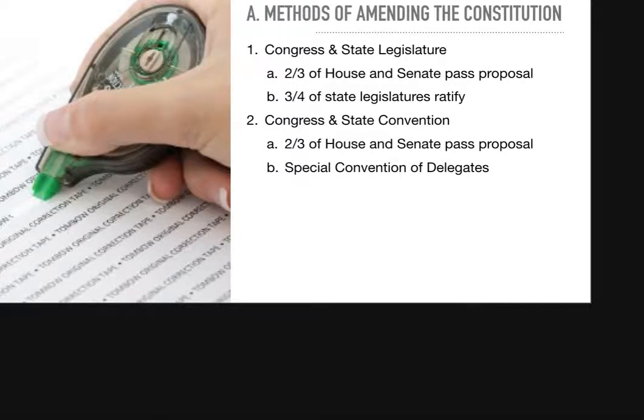And they will do the debating process. They will check out all the ins and outs of what are the ramifications of this, and then they will vote whether or not the state of Indiana approves this amendment.